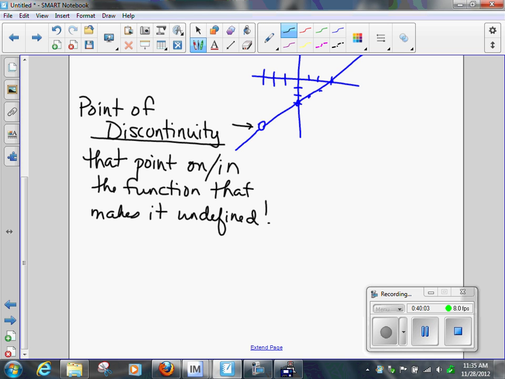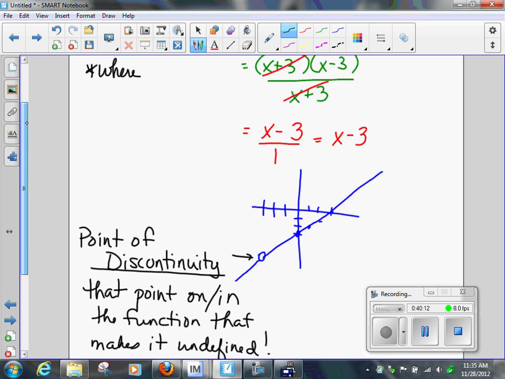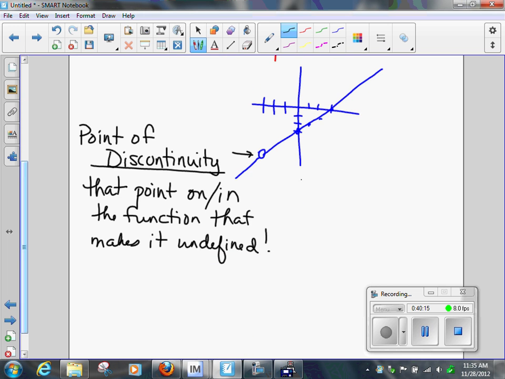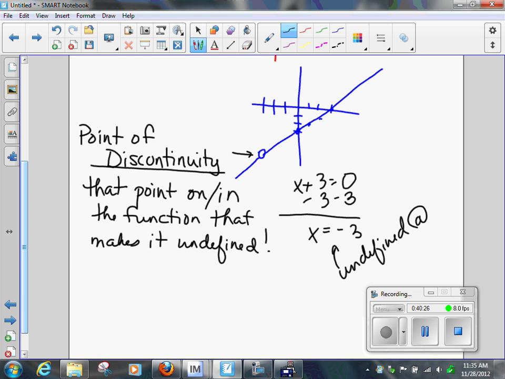Okay? The function is undefined at that common factor. And our common factor was that x plus 3. Set that x plus 3 equal to 0, and what do you get? It's undefined at x equals negative 3. Okay? The second table is your friend, I'm telling you. Love that option on the calculator. So it tells me a lot about my graph.